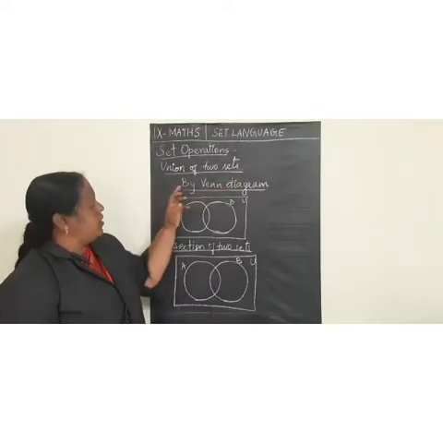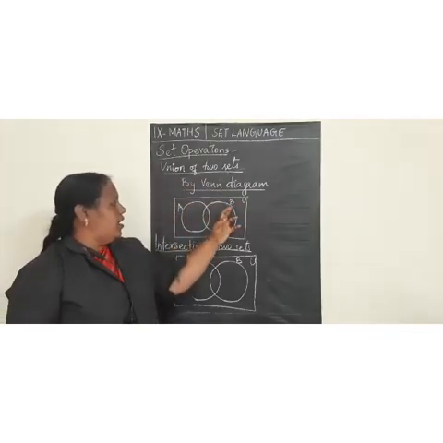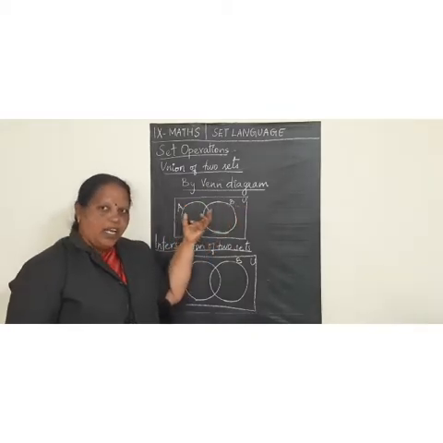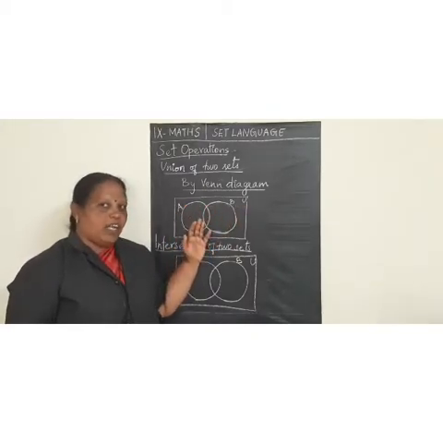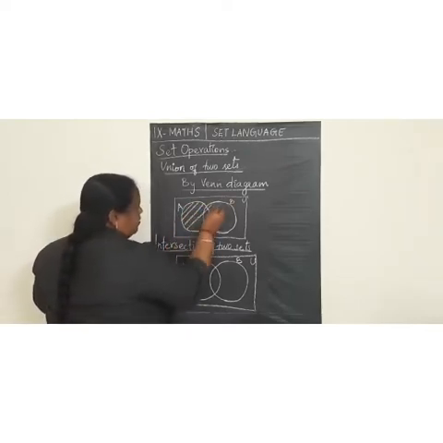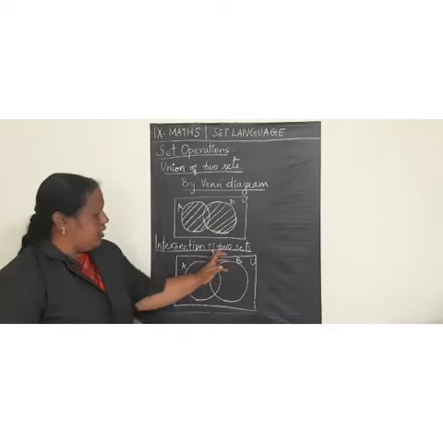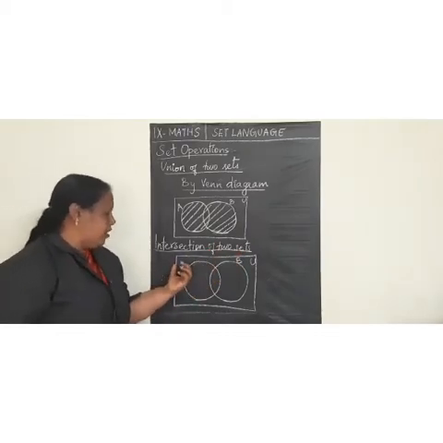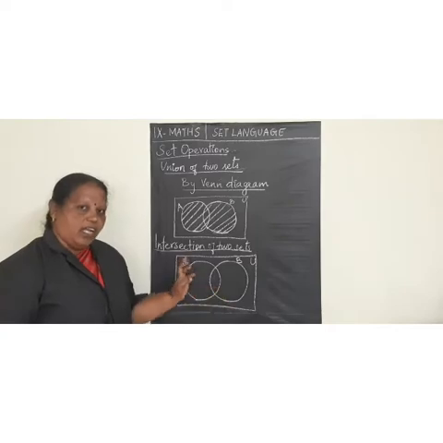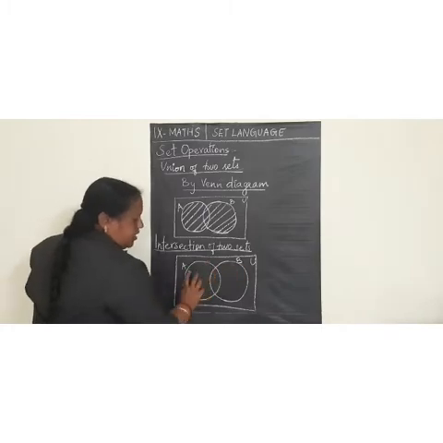Next, union of two sets. How do we represent it by a Venn diagram? We take two sets A and B and combine them. Both the A elements and the B elements come in, so A union B is represented like this. Next, intersection of two sets. We take two sets A and B and write only the common elements. Elements common to both sets A and B are written in this portion. So this is A intersection B.